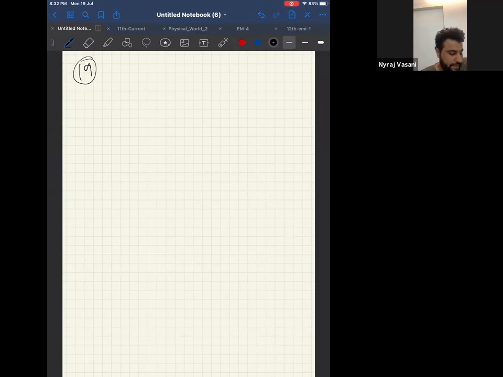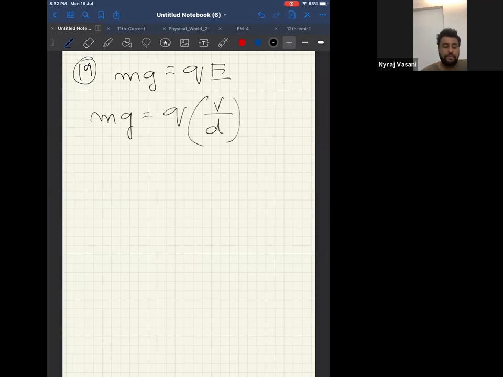An oil drop having some charge is kept stationary between two parallel plates. Potential is applied. So it is kept stationary, meaning equilibrium. This formula will come again. Check. Mg is equal to QE, or Mg is equal to QV by D. This formula will come again.